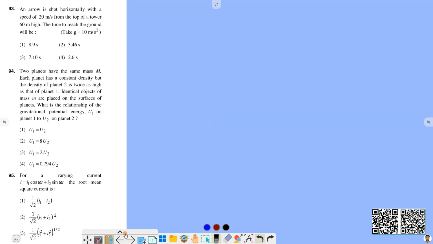Now in the next one, an arrow is shot horizontally with a speed of 20 meter per second from the top of a tower 60-meter high. The time to reach the ground will be.